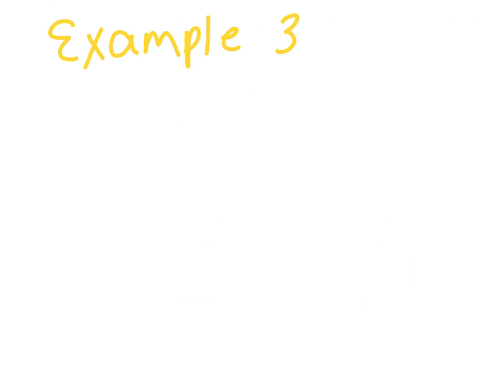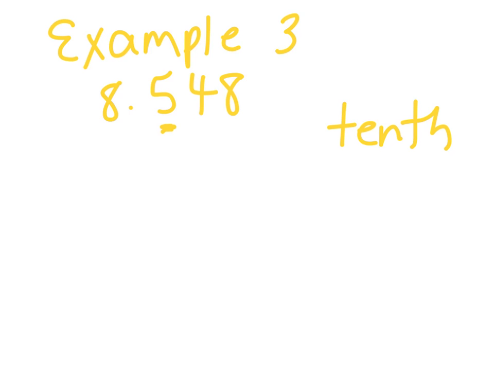Okay? In the box it says example 3, rounding a decimal. It wants you to round 8.548. And in the boxes to the side there, it says you want to round to the nearest tenth. So the one we want to round to is here. This is the tenths digit. We need to look at the hundredths digit, which is less than 5.